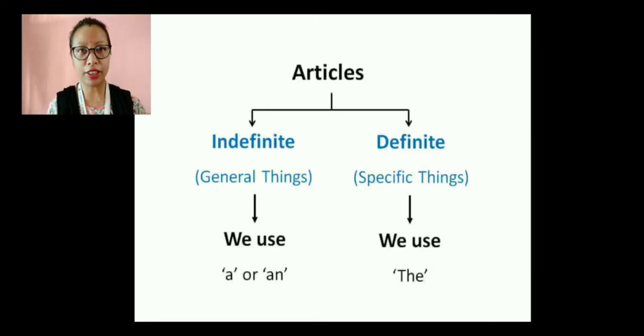After that, we have discussed that articles are of two types: indefinite articles and definite articles. So which are the indefinite articles? A or an are the indefinite articles. That means they point out general things, and general things means common things. While the definite article is the, and it points out particular or specific things.